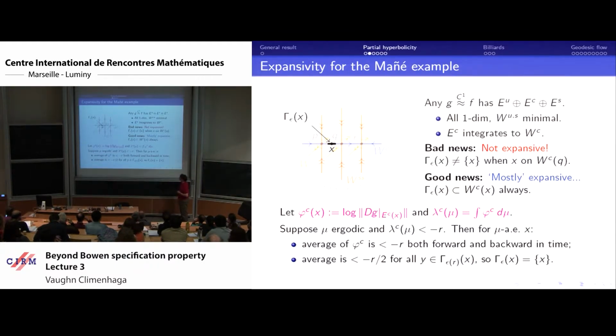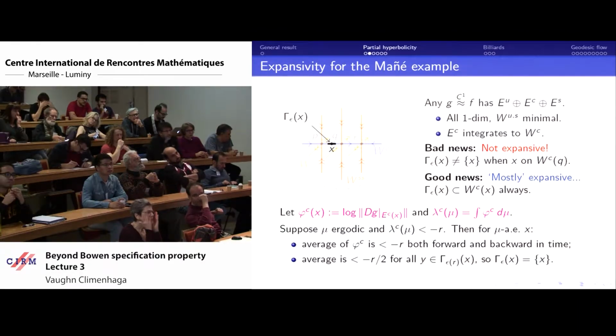The reason it's not expansive is that if you consider the piece of center joining the original fixed point to one of the new ones, then any point on this manifold goes to P in the future and Q in the past. On this leaf, it's behaving like the time one map of a flow. So you have plenty of points on that leaf which stay close to it for all time.